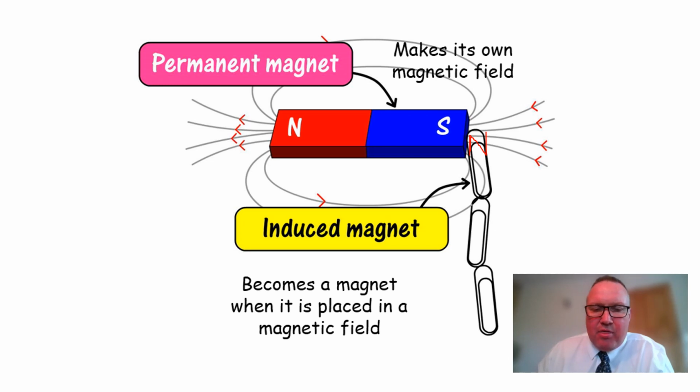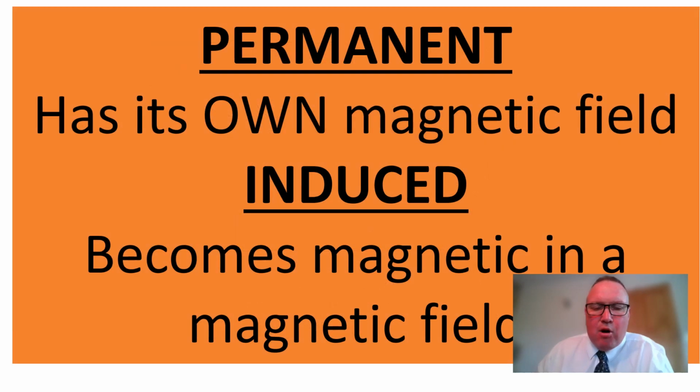For example, this end of this paper clip would be a north pole and this end would now be a south pole. That means on this magnet there is now a north pole and a south pole. Remember, the induced magnet is always attracted to the magnet that made it. Permanent magnets have their own magnetic fields, and induced magnets only become magnetic in a magnetic field.